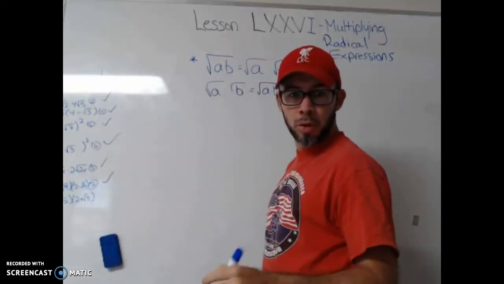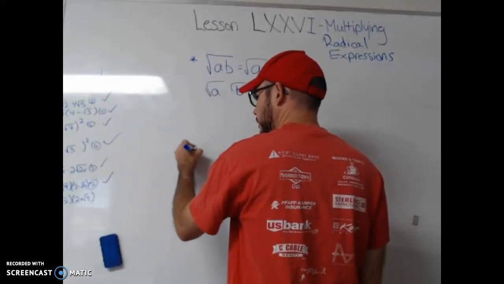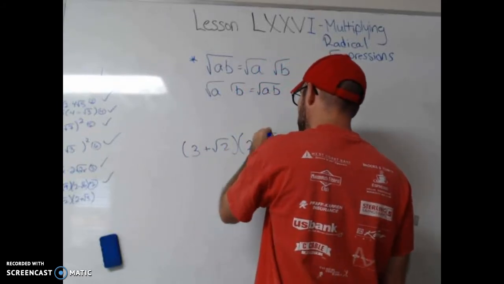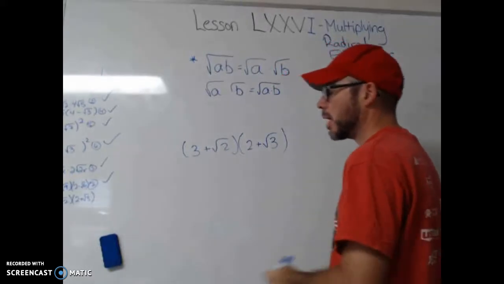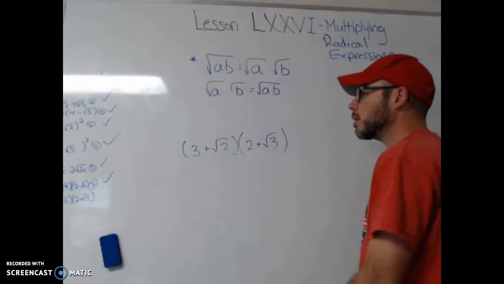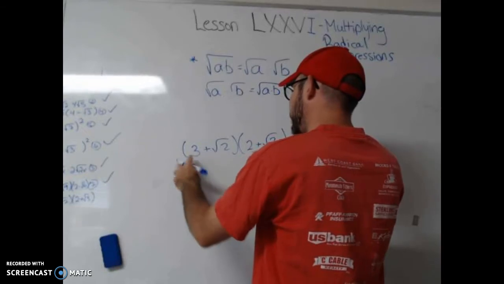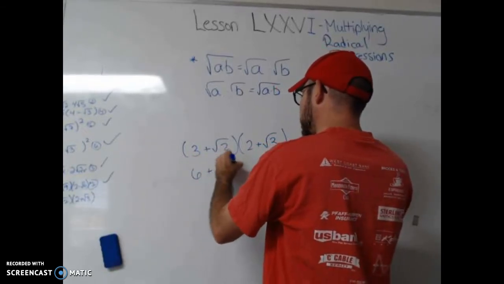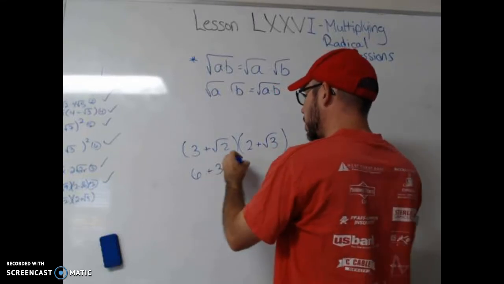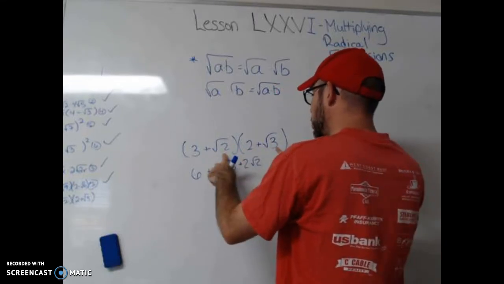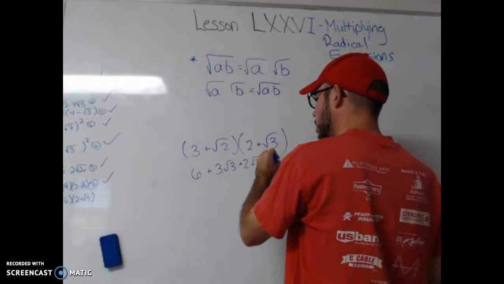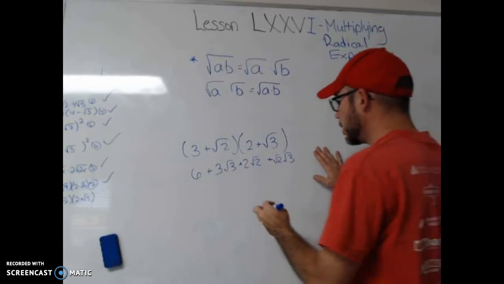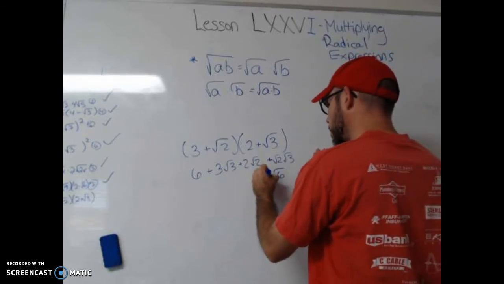And one more. Just for fun, one that you might think you can combine pretty nicely, but you can't. This is a FOIL problem right here, so let's just see what happens. First, 3 times 2 is 6. Outside, we get 3 times the root of 3. Inside, we get 2 times the root of 2, and the last ones will get square root of 2 and square root of 3, which I can combine into square root of 6.